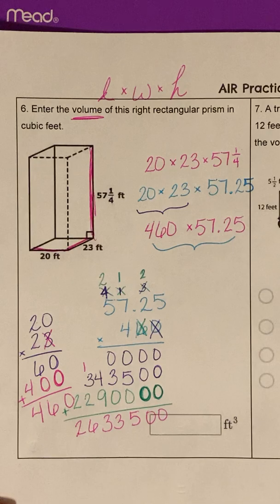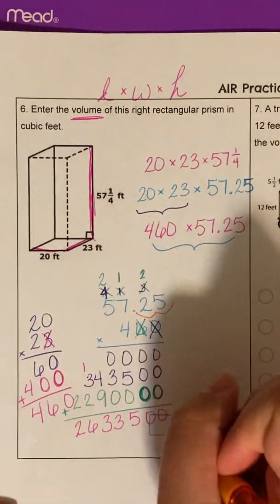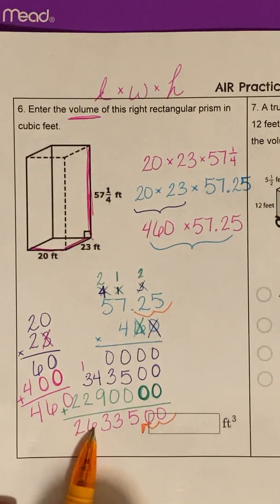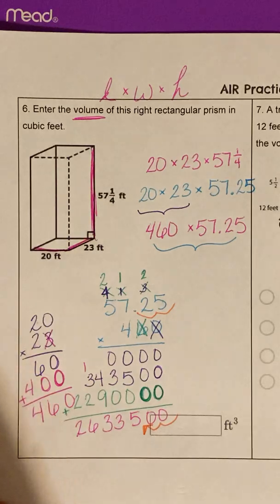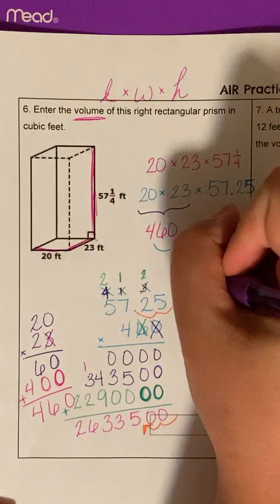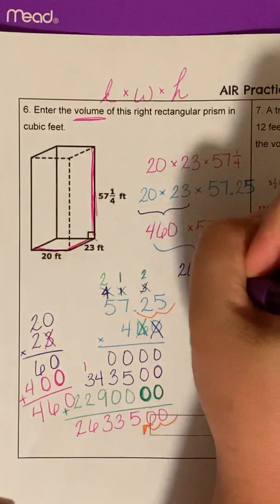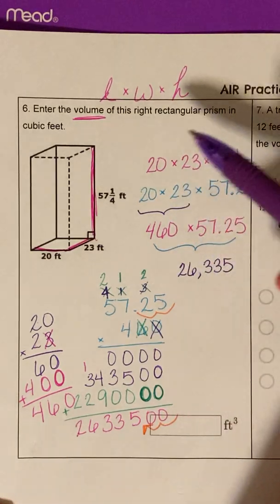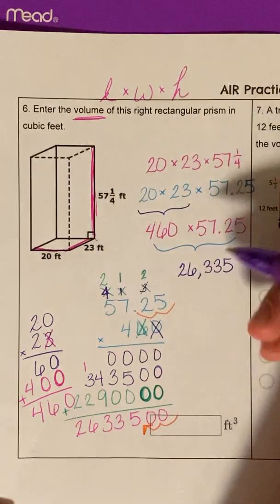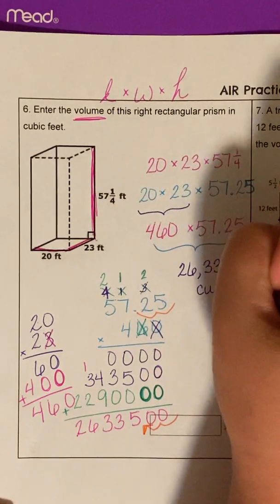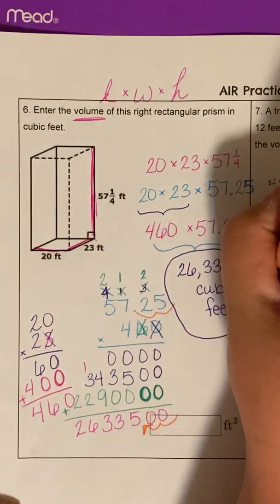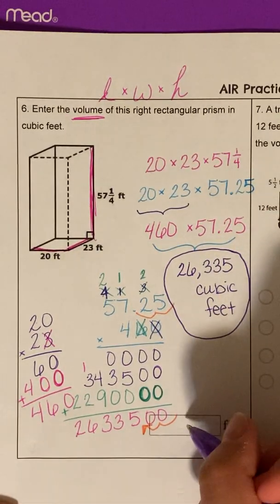Now, the decimal, how many places did we have for the decimal? Let's take a look. 1, 2, so we're going to move in 1, 2, and look at that. We have a whole number. We have 26,335. So our answer here is 26,335, and it is going to be cubic feet or feet cubed. So cubic feet is what you can put, or feet cubed down here.